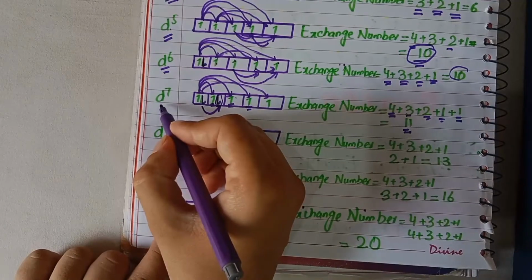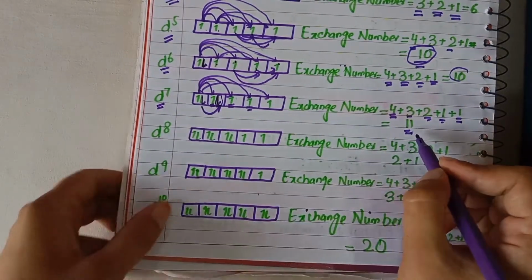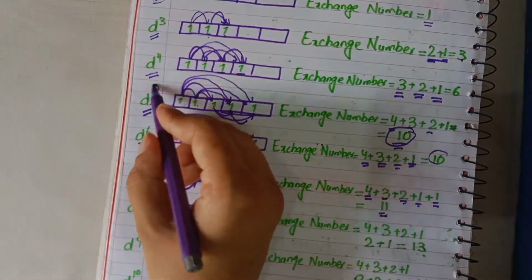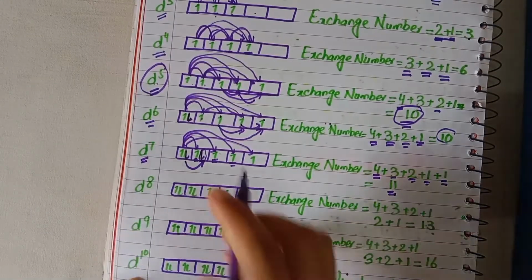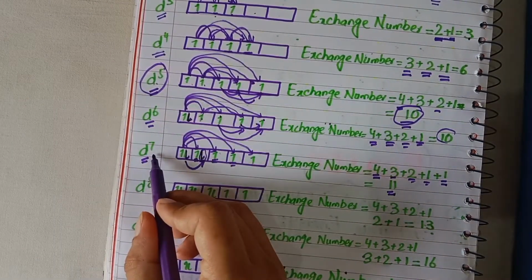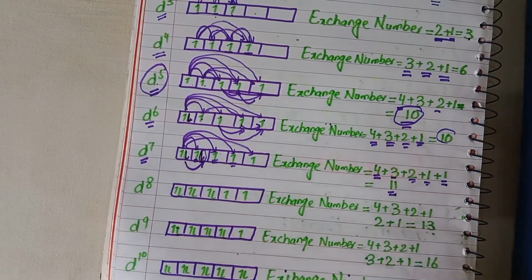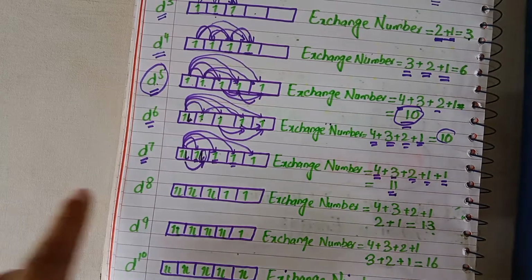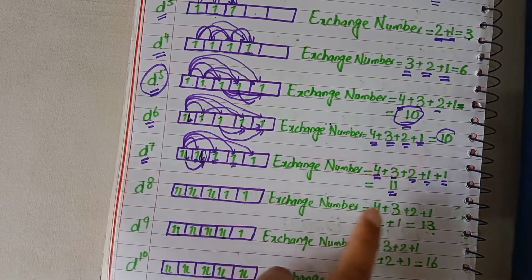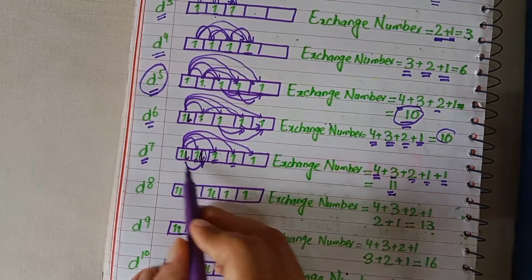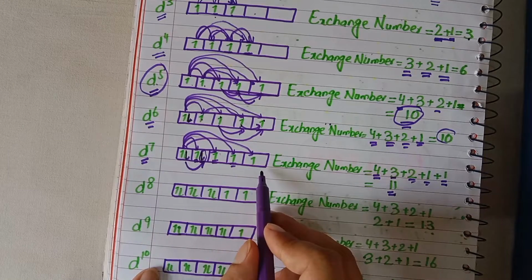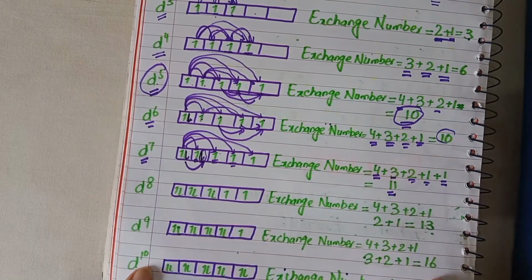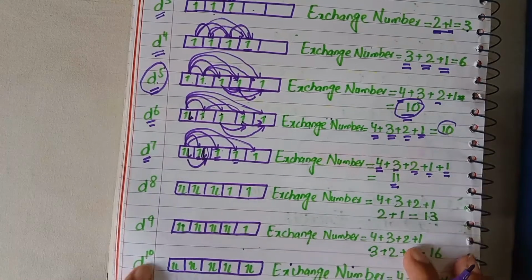Here we can see that the exchange number for the d7 state, 11, is more than for d5, but still the d5 state is more stable, because we already mentioned that there are basically two factors that contribute to stability. Number one is the symmetrical distribution and number two is the exchange energy. Although in the d7 state the exchange number is high, here we can see that electrons are unsymmetrically distributed. That's why this state is unstable as compared to the d5 state.